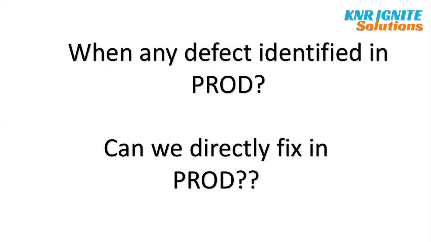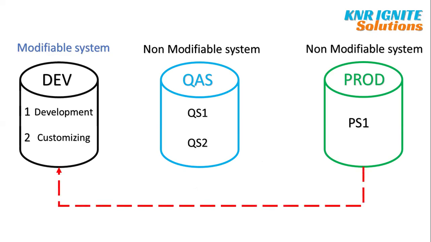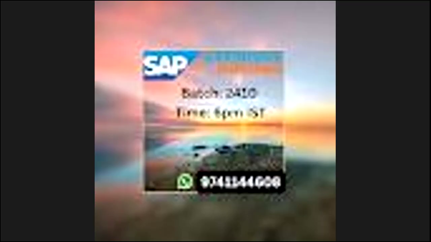So when it is not possible, or we don't recommend doing it in the production system, this is my system landscape. How does it flow? It flows from your production system to the development system again for any configuration changes, any customizations required, or any small settings required to be changed. Then it will move to your quality system again. In the quality system, as usual, the cycle continues from the development system, how it flows.